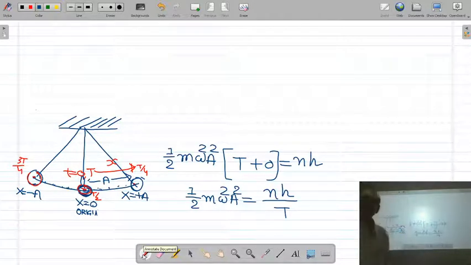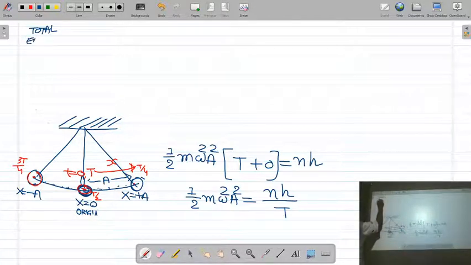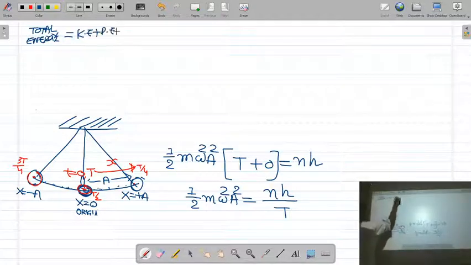Now what is this 1 by 2 m omega square a square? You have also studied that in the 11th standard. The total energy of the oscillator is nothing but the sum of kinetic energy and potential energy. What is the kinetic energy of the oscillator? Half mv square.